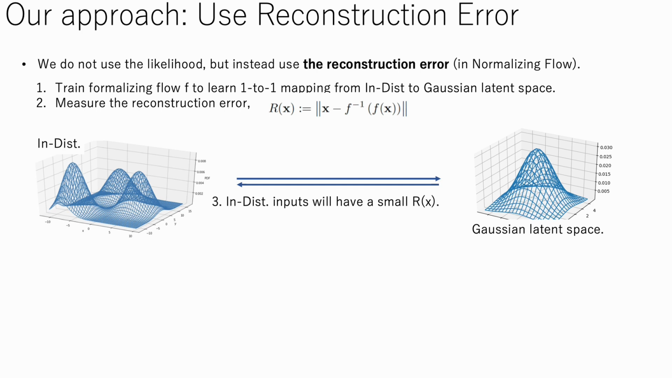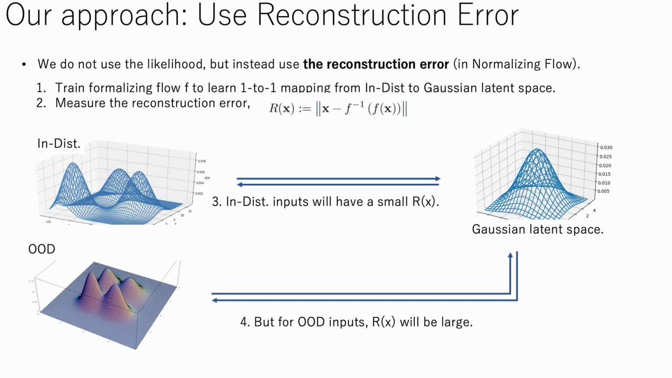First, we train normalizing flow F. It learns a one-to-one mapping from in-distribution data to Gaussian latent space. Then, at test time, we measure the reconstruction error like this. We expect that the in-distribution inputs have a small reconstruction error r. But on the contrary, OOD inputs will have large r, because normalizing flow has not learned how to map such unknown inputs to its latent space.